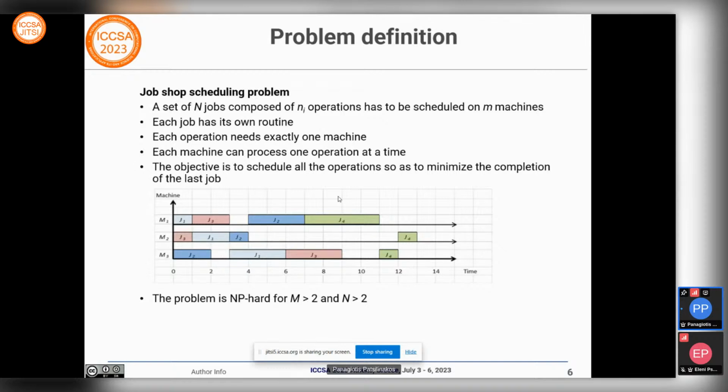And a special case of this job shop scheduling problem is the flow shop scheduling problem, where each job visits the machines in a sequence: machine M1, machine M2, then machine M3. So the main constraints are that each job has its own sequence, its own routing, and each machine can process one operation at a time.